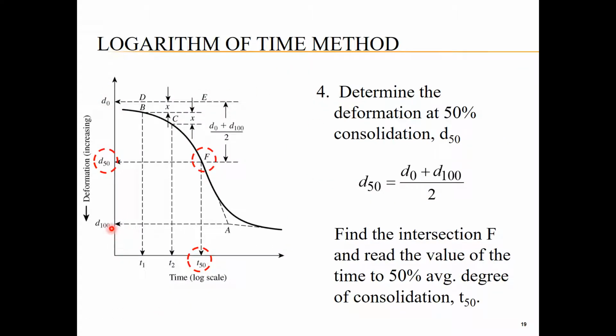Next, you have D0 and D100, and you find the middle, D50, which is the average. You have D50, you extend it, you have intersection F, and you go down to get T50. The T50 is the time for 50% average consolidation.